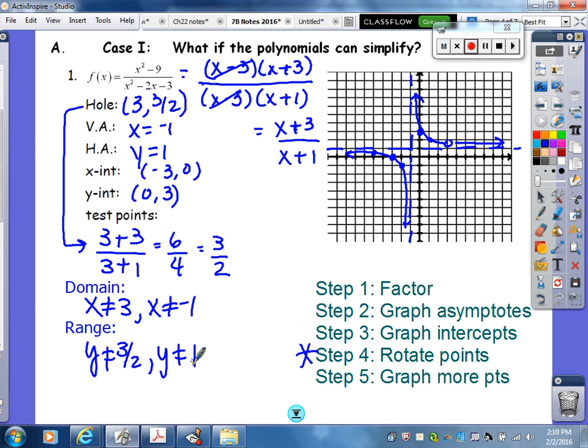So there's a case when you have a common factor, which is a hole in your graph. We're going to look at 2 more cases today. It's all about knowing those guidelines.